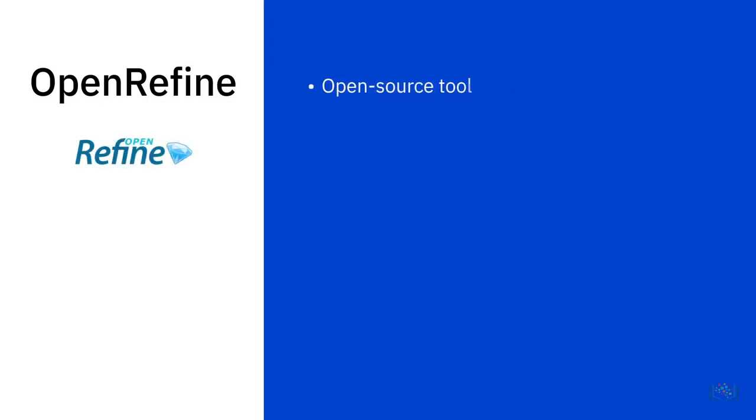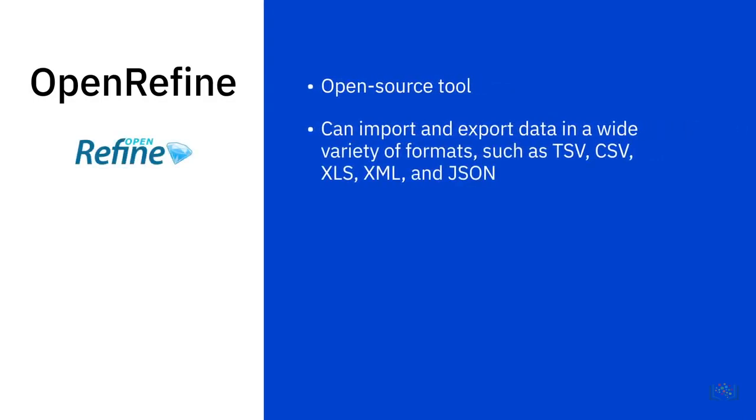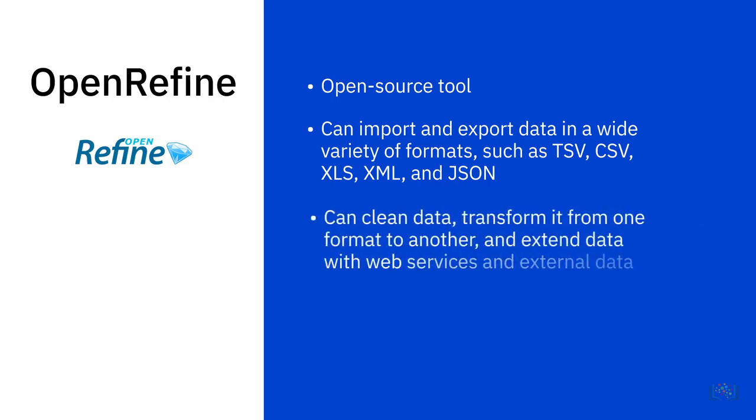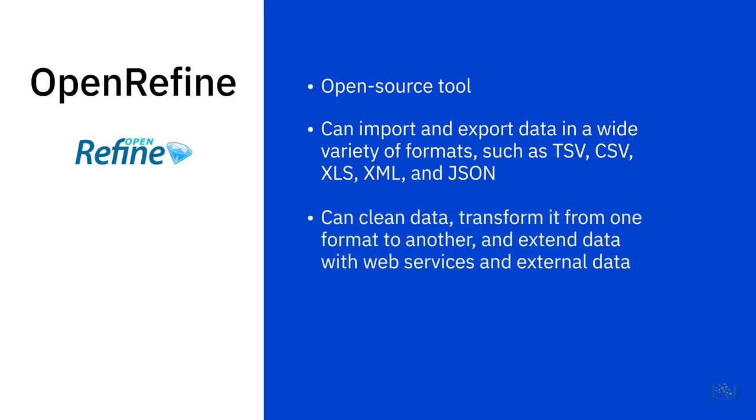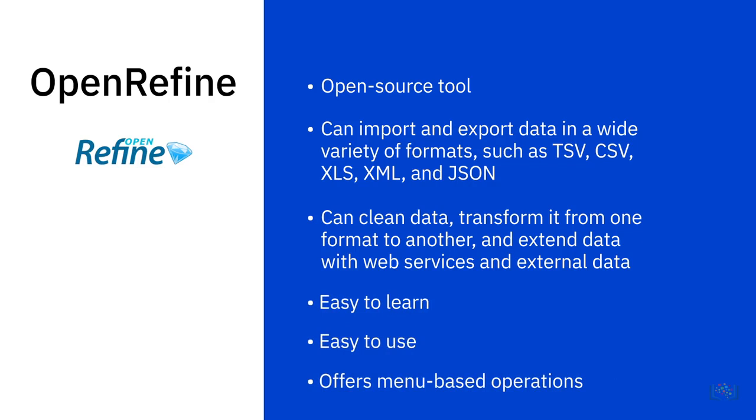OpenRefine is an open source tool that allows you to import and export data in a wide variety of formats, such as TSV, CSV, XLS, XML, and JSON. Using OpenRefine, you can clean data, transform it from one format to another, and extend data with web services and external data. OpenRefine is easy to learn and easy to use. It offers menu-based operations, which means you don't need to memorize commands or syntax.